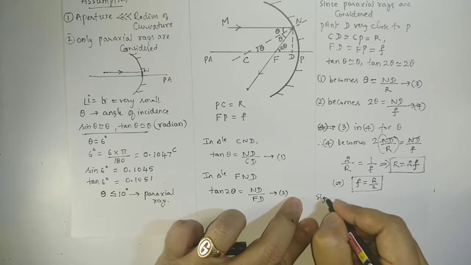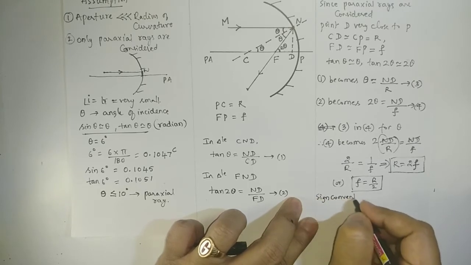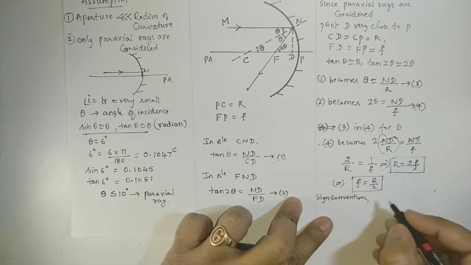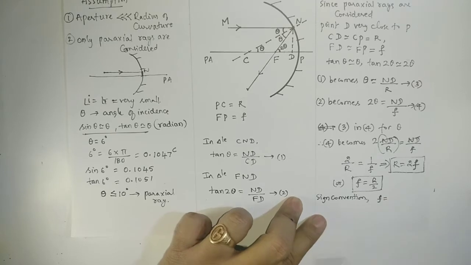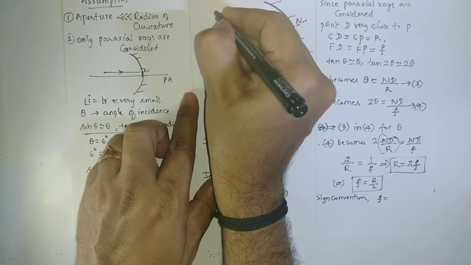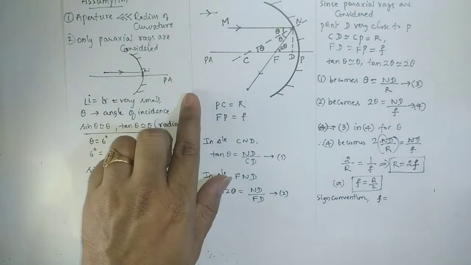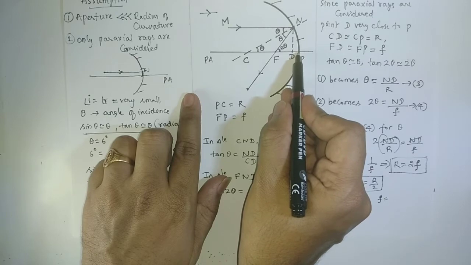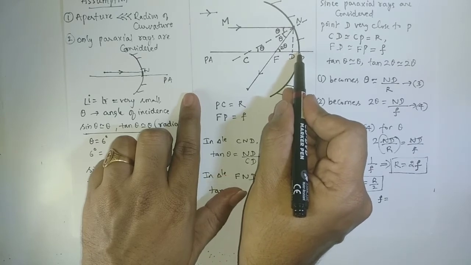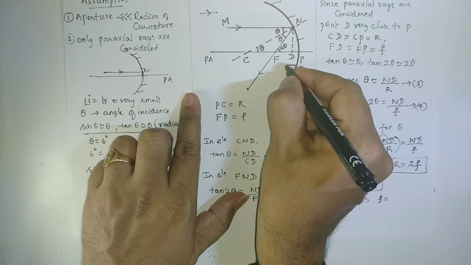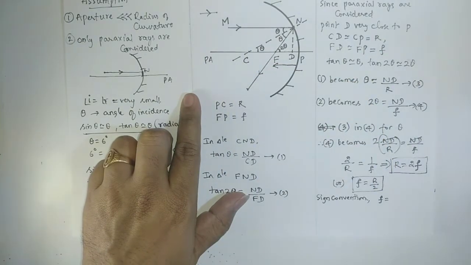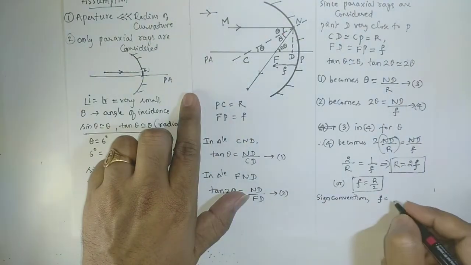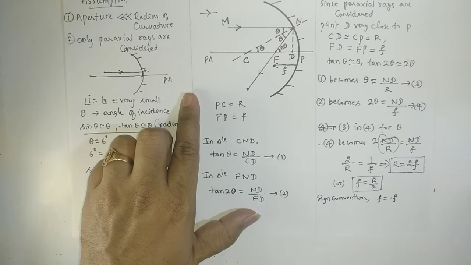Using sign convention, you can see that we require the sign convention for F and R. F here will be, in this case, the incident ray will be in this direction. The first sign convention says that all the distances are measured from the pole along the principal axis. If you measure from the pole to the focus, which is nothing but the focal length, you can see that they are opposite to one another. As a result, focal length will be negative.